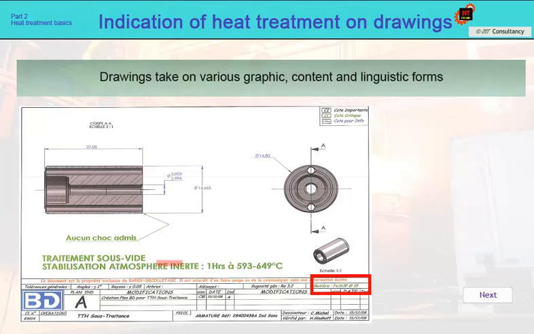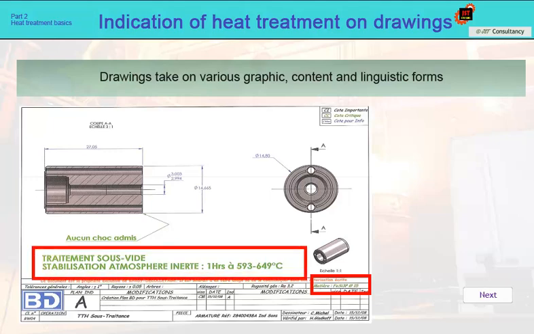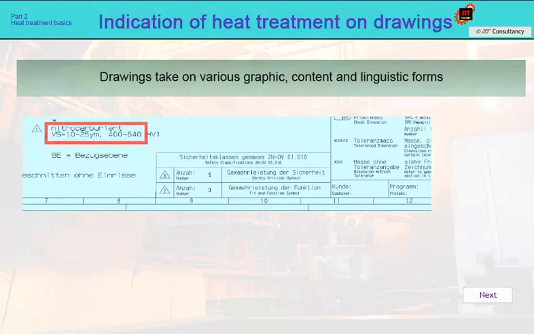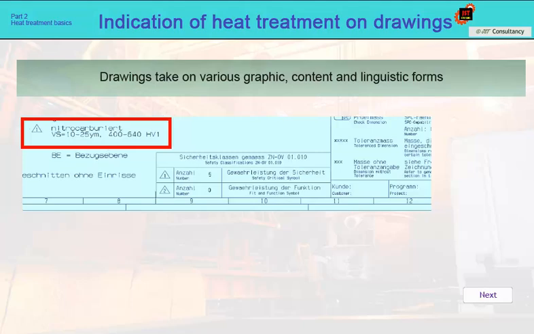Therefore, it is necessary to strictly adhere to the client's prescription, which is on the drawing. That is, stabilizing annealing in a vacuum under an inert atmosphere at a temperature of 593 to 649 Celsius. However, such a regulation is usually accompanied by the customer's internal specification, and the production process must therefore be adapted to these requirements. In the case of this drawing, it is a nitrocarburizing prescription with a white layer thickness of 10 to 25 microns and a surface hardness of 400 to 640 HV1.